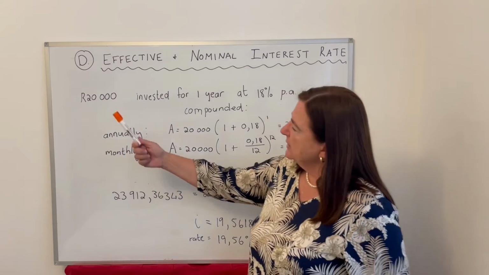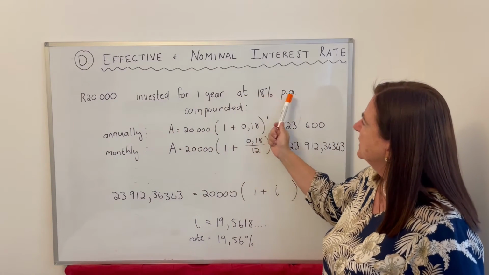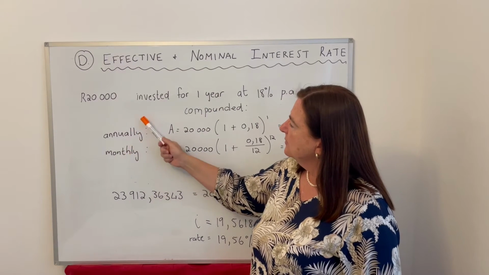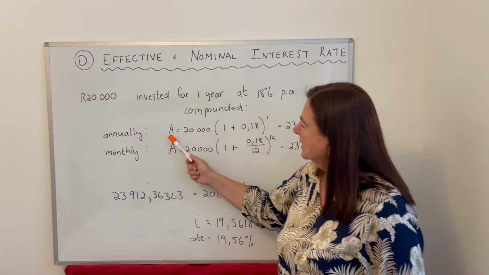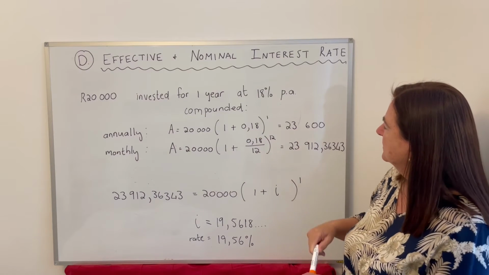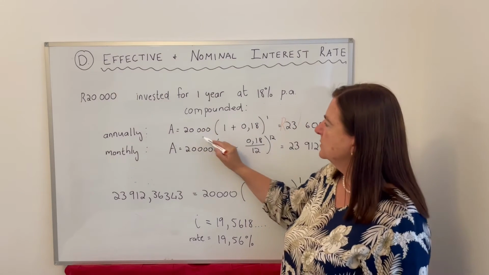Let's say, for instance, 20,000 Rand is invested for 1 year at 18% per annum compounded, both annually and monthly. So if it's compounded annually, we are going to end up with 23,600 Rand. Okay, remember our compound interest formula.